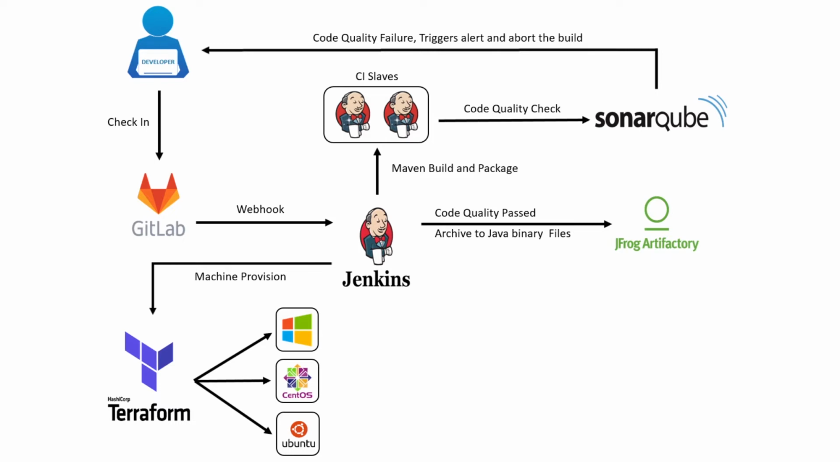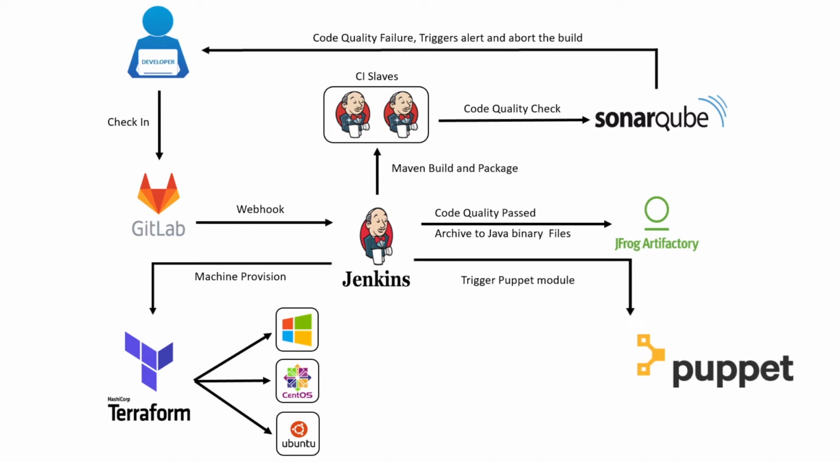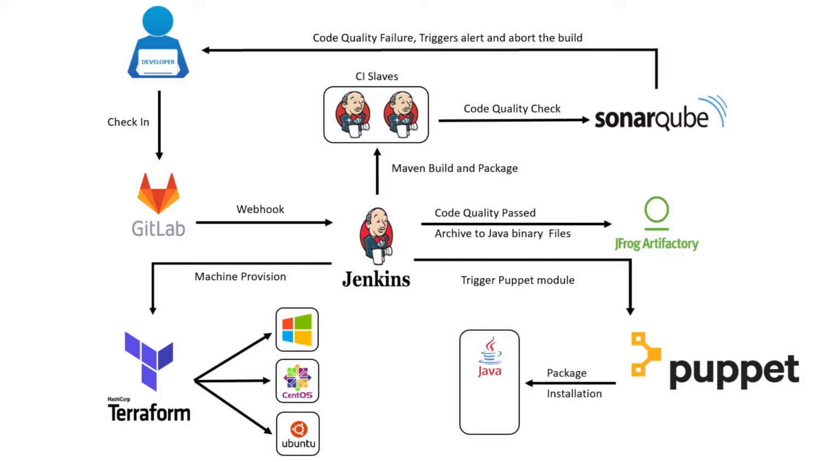In the final stage, Jenkins will execute the Puppet client on all the servers, which will perform the below tasks on target servers. Download and install Java. Download, install and configure Tomcat. Pull the WAR file from JFrog, and deploy the WAR file in Tomcat. Finally, the Java application will be deployed on all 3 servers.